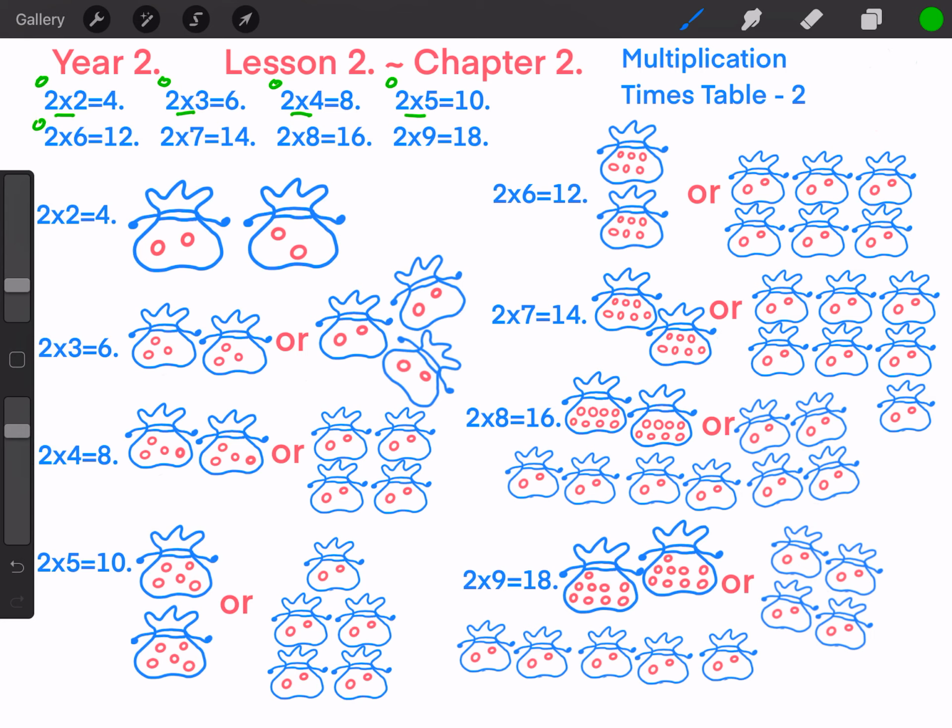2 times 6 equals to 12. 2 times 7 equals to 14. 2 times 8 equals to 16. 2 times 9 equals to 18.